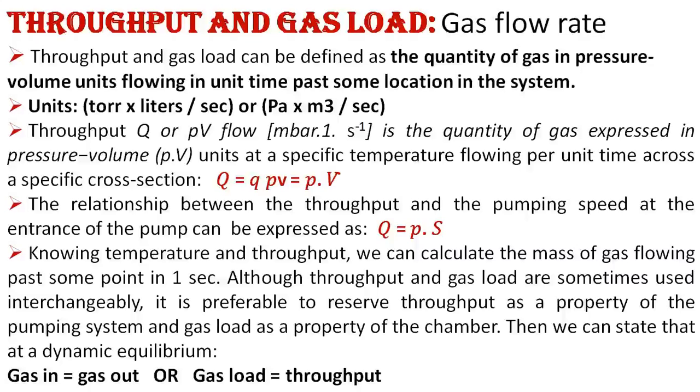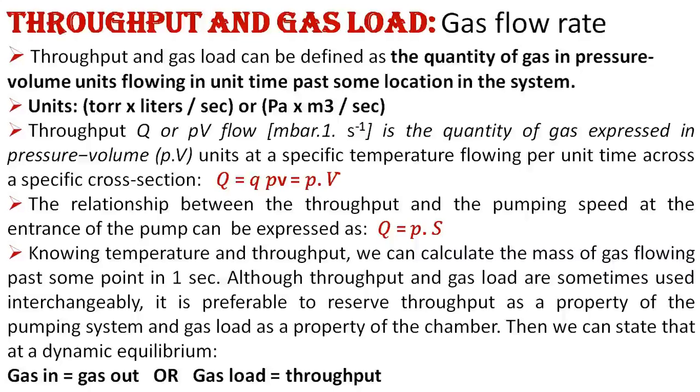The throughput Q or PV flow, that is millibar-liter per second, is the quantity of gas expressed in pressure-volume units at a specific temperature flowing per unit time across a specific cross section. So Q is equal to PV per unit time, that is, P times dV/dt.